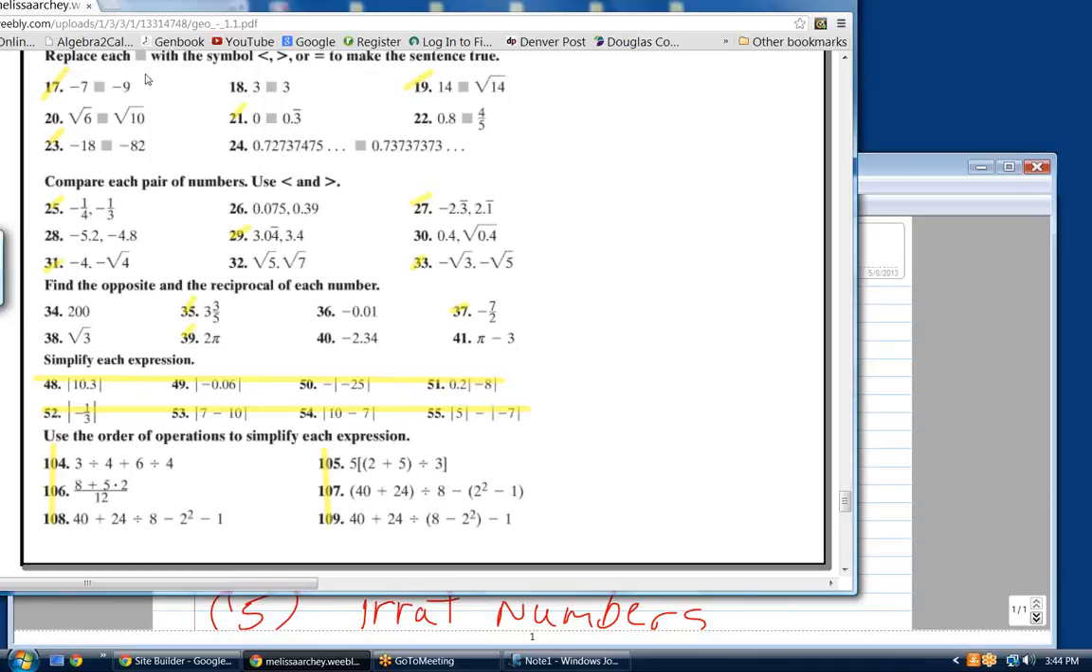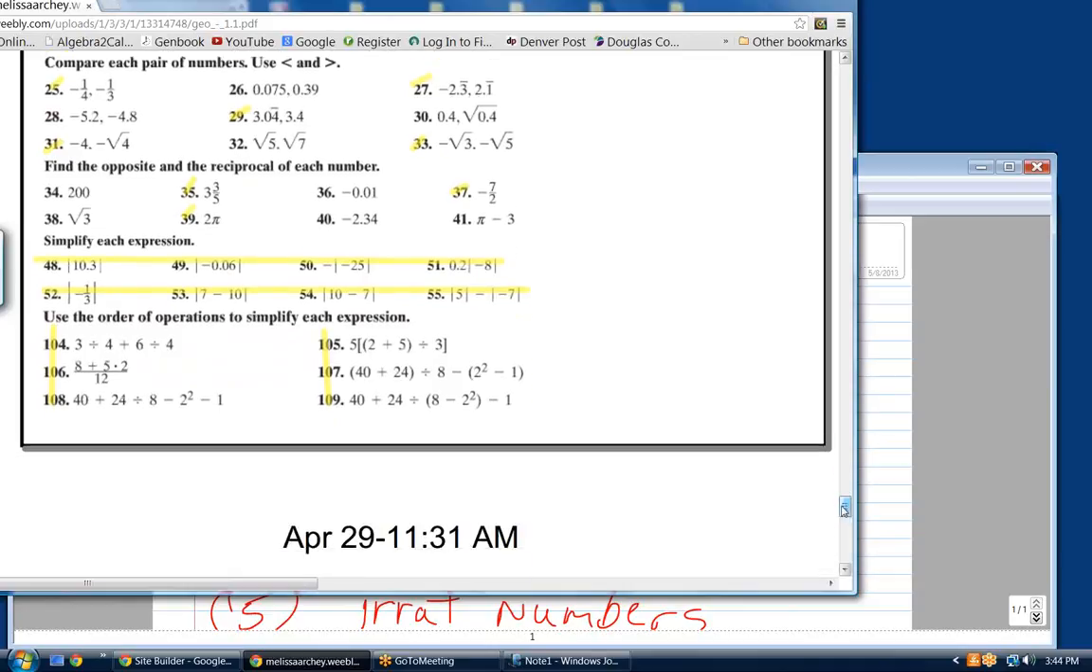Replace each blank with the symbol less than, greater than, or equal. We really don't need to do this. Like, I know that -7 is greater than -9. Okay? Because it's closer to 0. I know all of that, so. Okay, but tell me where you want to go next. Down to the next set of problems. 25? No, that's the same thing except with fractions and decimals. Okay, the fractions could be worth reviewing. Let's just do 25.